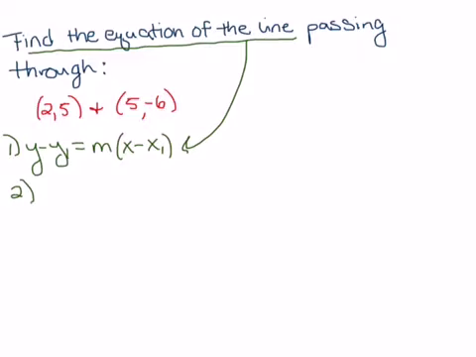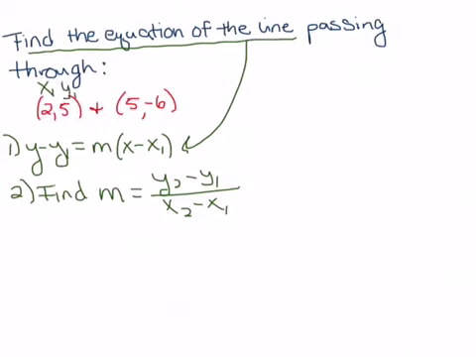Right after that, the next thing we're always going to need to find is the slope. So let's find the slope m. In this particular problem, we're going to find the slope using the formula for the slope between 2 points, y2 minus y1 over x2 minus x1. It doesn't really matter who you call the first point and who you call the second point, but I think it makes the most sense to call (2, 5) the first point, x1, y1, and (5, -6) the second point, x2, y2.